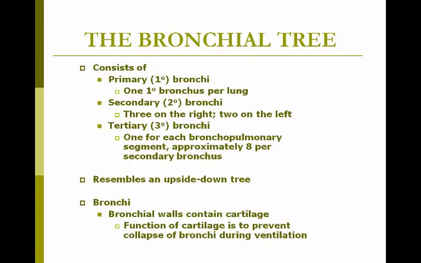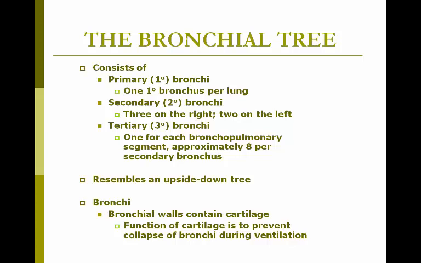Now, the bronchial tree. The trachea, as I said, bifurcates or splits to form 2 tubes, each of which is called a bronchus. The first split or bifurcation forms what we call the primary bronchi. It means it's the first division. You have 1 primary bronchus per lung. Each primary bronchus divides to form secondary bronchi. The lung on the right has 3 secondary bronchi. The left lung has 2.